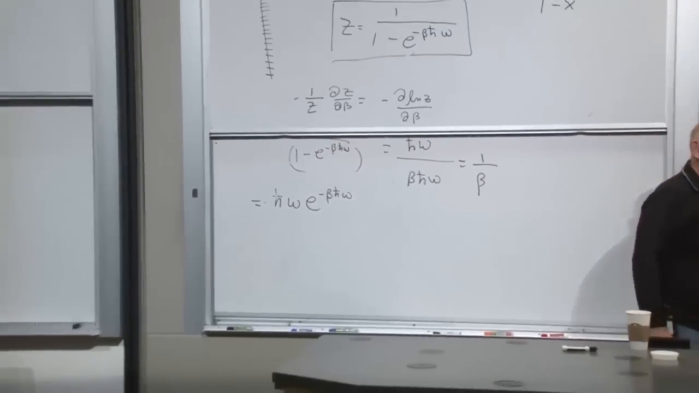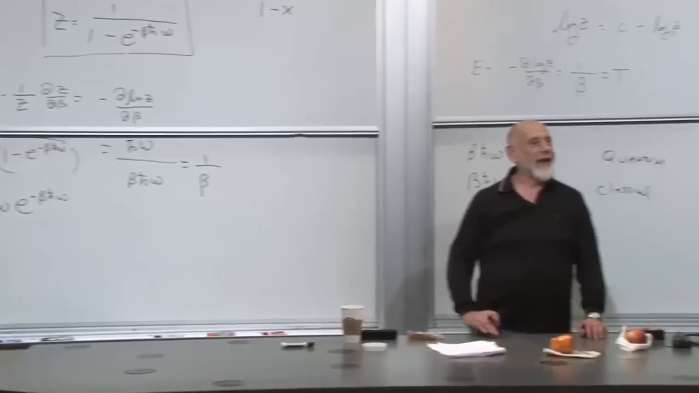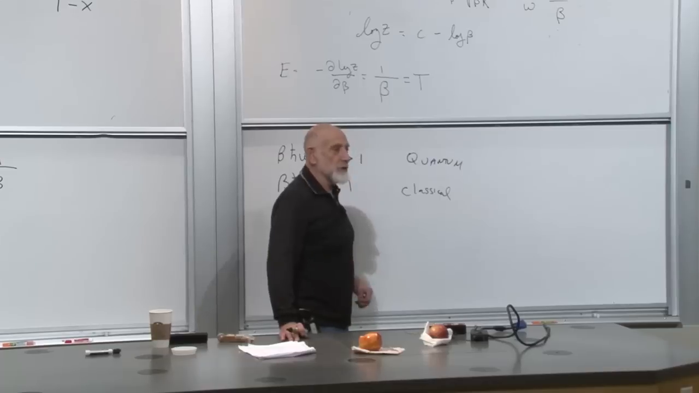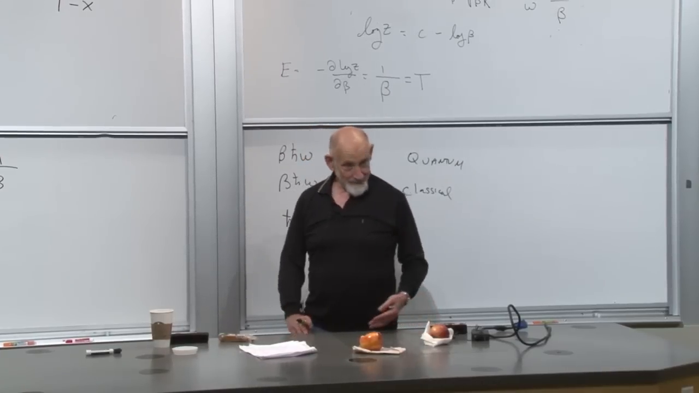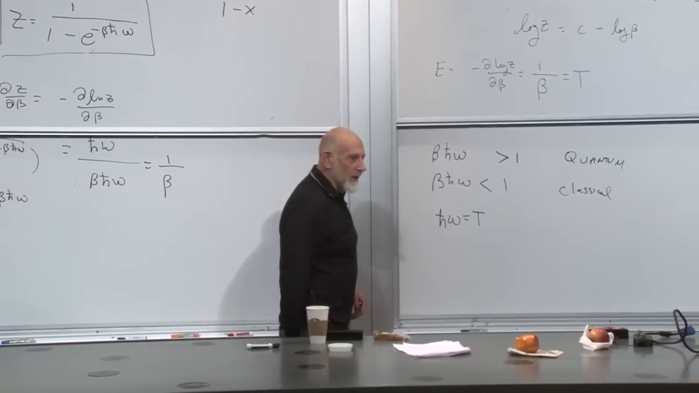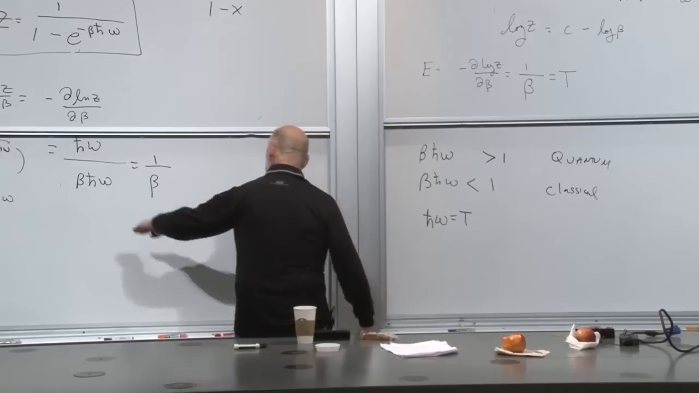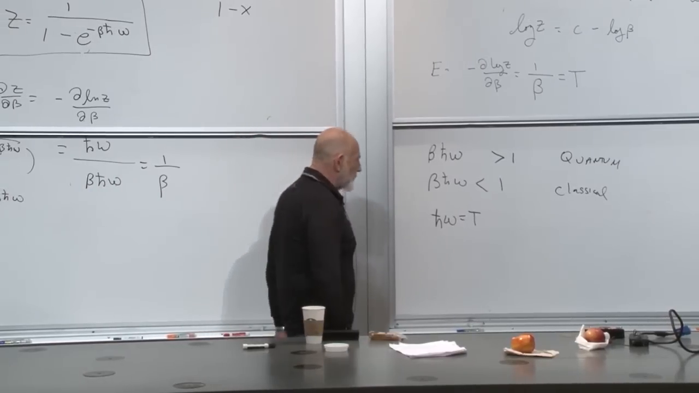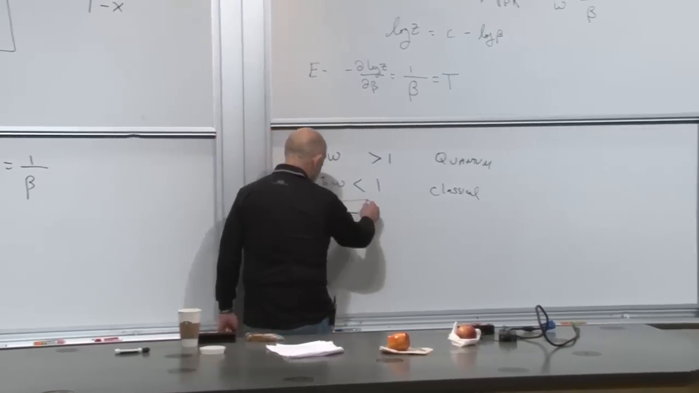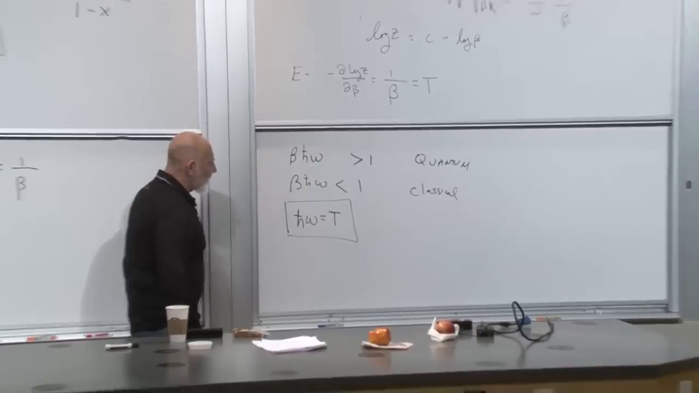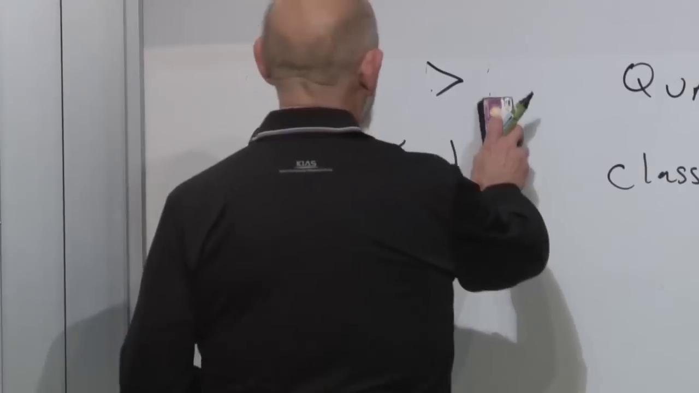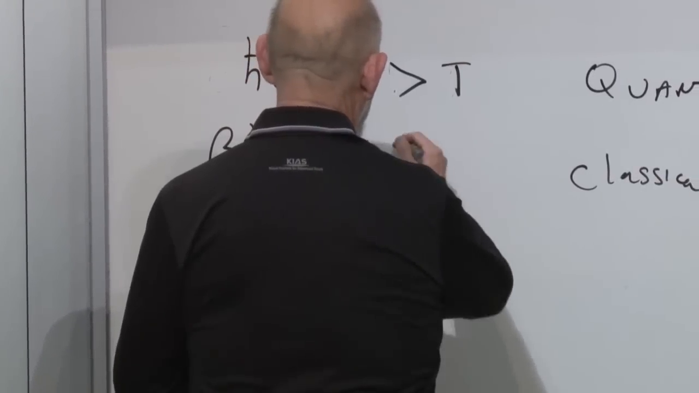If you try to make the temperature lower than that, the oscillator has less than one quantum's worth of energy. The temperature is so low that it has less than one quantum's worth of energy. It doesn't want to do that. And so the partition function, or the expression for the energy, is almost zero, exponentially small. Here's the crossover point. Let's write it greater than temperature, less than temperature.